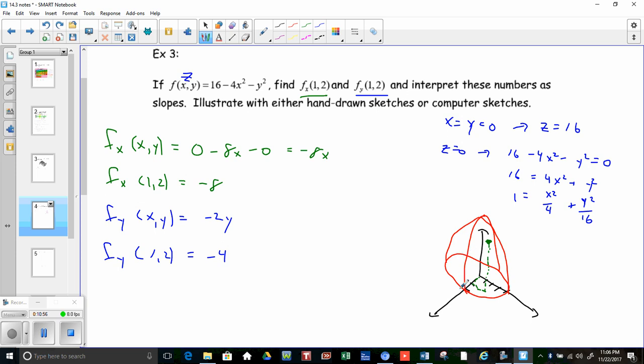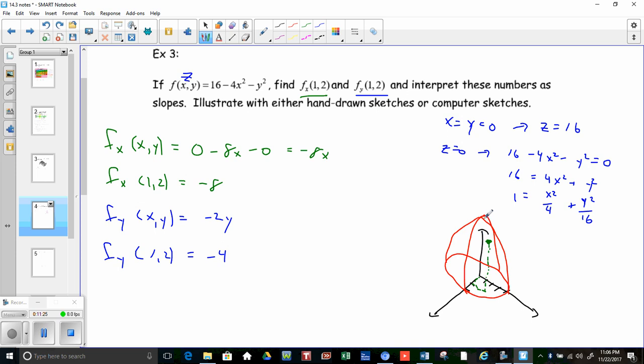If I go out 1 more, I'm at 0. Subtracting 8 each time is going to get me down to the bottom here. And then the partial with respect to y, so as y goes this way, right here, what's the z value doing? Well, again, it's coming down the outside of this thing in this direction, and it's changing by 4. So as y increases by 1, z decreases by 4, z drops by 4.